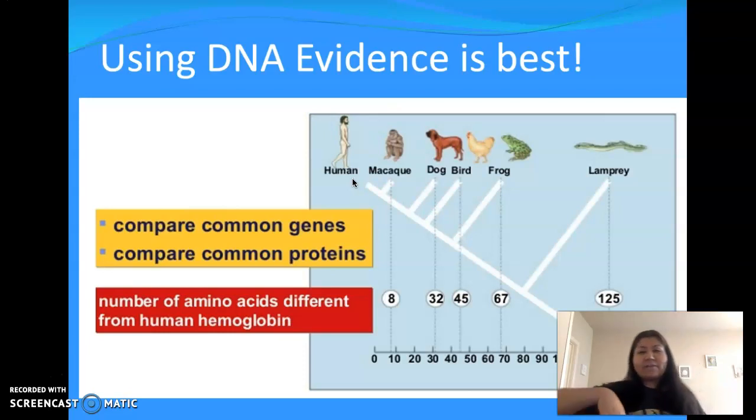So if we look at this, human differences, it doesn't matter if you're living here or if you were born in Europe, you'll all have the same hemoglobin, so there's no differences. If we compare that to, let's say, a macaque, which is a type of monkey, there are 8 differences. So that means our hemoglobin is fairly similar to a macaque. Compare it to a dog, there's 32 differences. That means 32 amino acids are different between our hemoglobin and a dog's. And we can just keep on going.